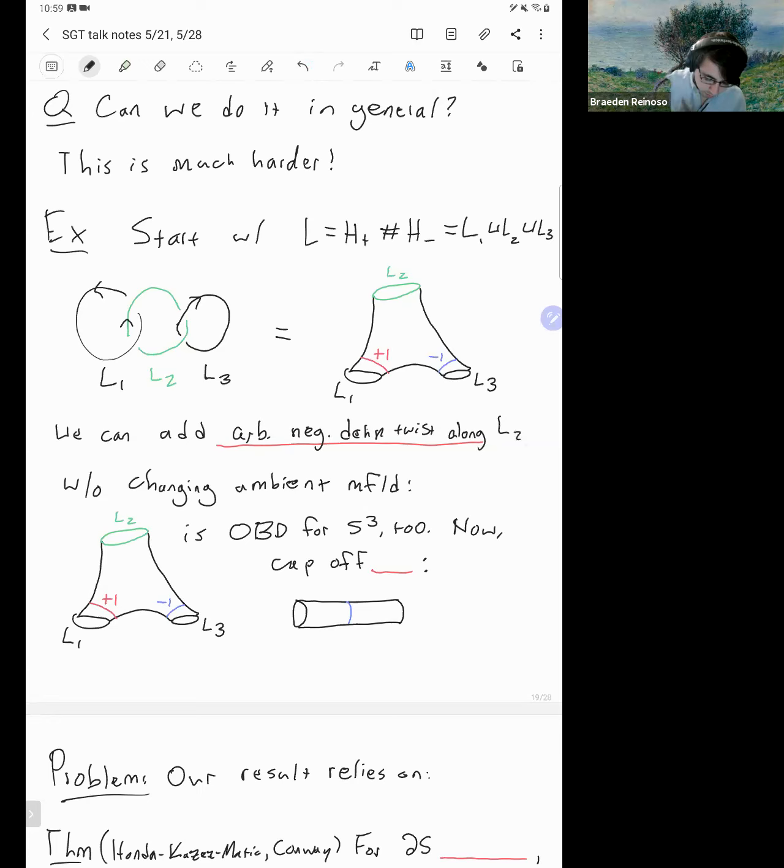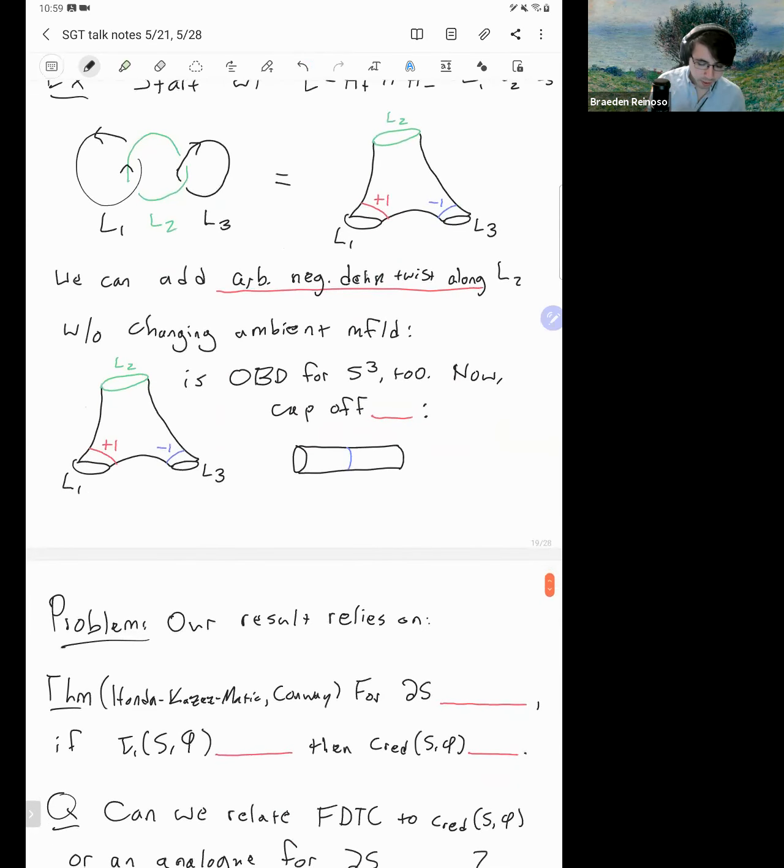Along L2 because it's 0-framed without changing the ambient manifold. So in particular, if we look at this guy here and we add, say, -n Dehn twists for n as big as we want, then that's also an open book for S3.